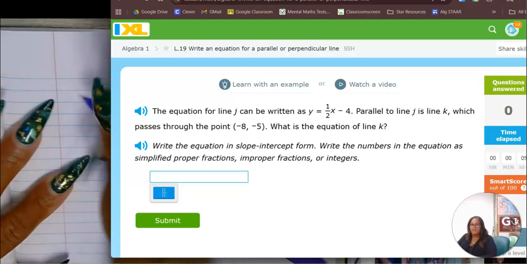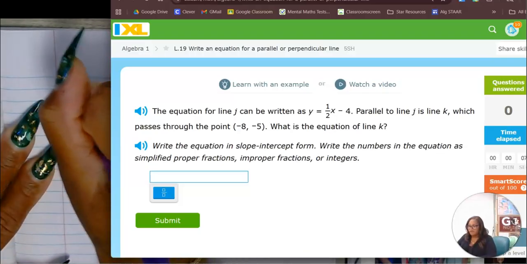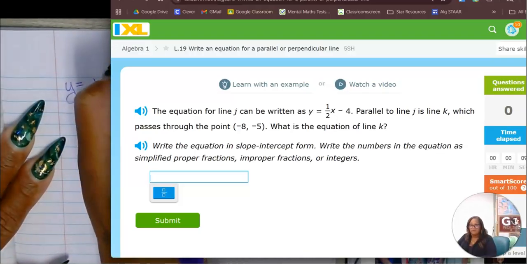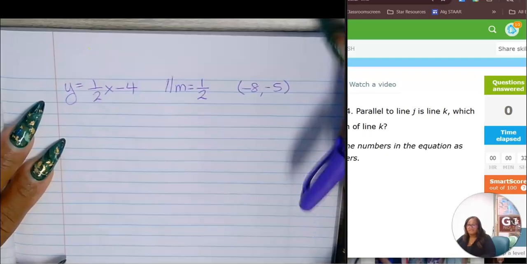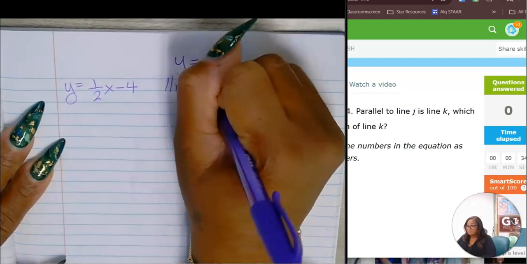The equation for a line J can be written as y equals 1/2 x minus 4. A parallel line, that means the same slope, is parallel to line J, is line K, which passes through the point -8, -5. What is the equation of the line? Write the equation in slope-intercept form. That means y equals mx plus b.